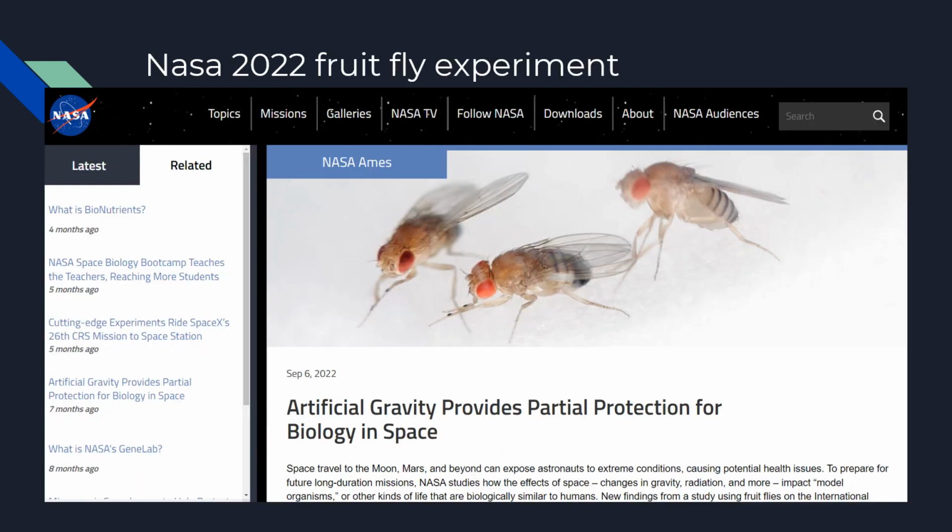So hopefully now you have a good idea of what AG is, and now I'm going to talk about how some of those real life applications can be implemented. So NASA did an experiment last year where they essentially sent flies to the space station and observed the effects of artificial gravity on them. Half of them were in a centrifuge-like device and half of them were not. And after 3-ish days, they sent them back to Earth and observed the results.